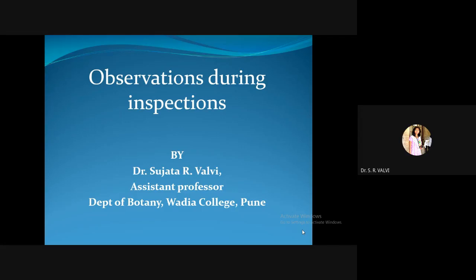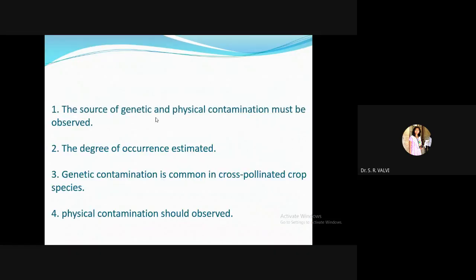Next point is observation during inspection. Previously we have seen about field inspection, what the conditions are and what stages are observed by the field inspector. Now this point is observations during inspections. So now see what observations you have to make while inspecting a crop.